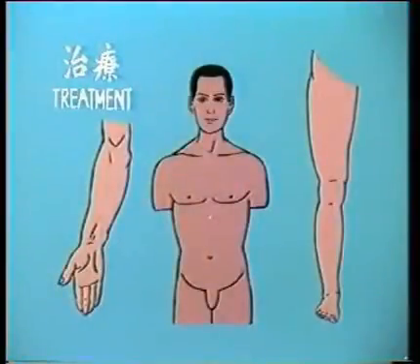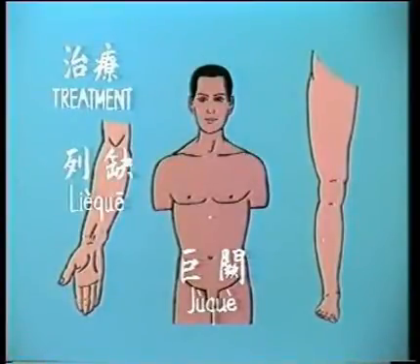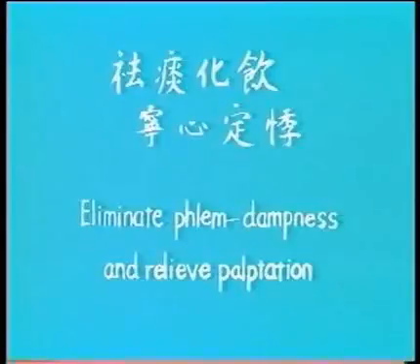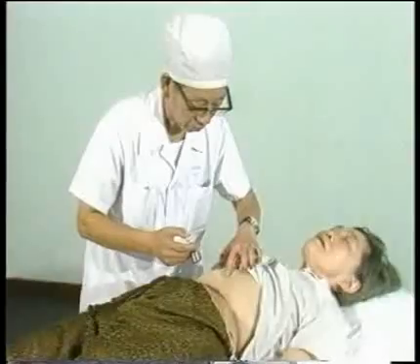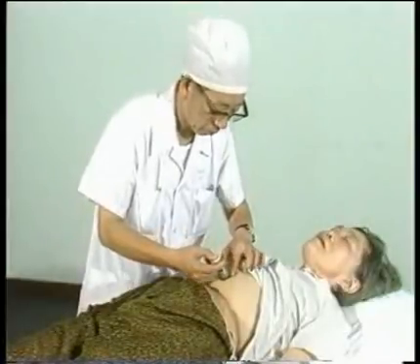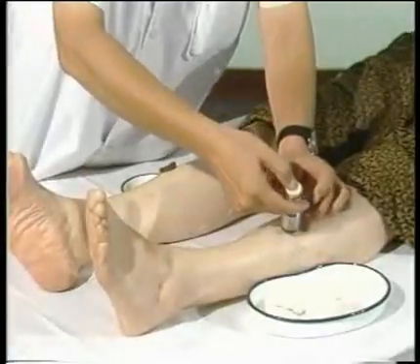Treatment: Juque, Ren 14, Lieque, Lung 7, and Fenglong, Stomach 40. This prescription can eliminate the retention of phlegm, calm the mind, and relieve palpitation. Apply moxibustion at Juque, Ren 14, and Fenglong, Stomach 40, with moxa cones 3 times.